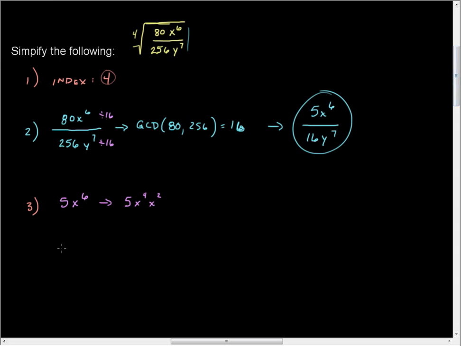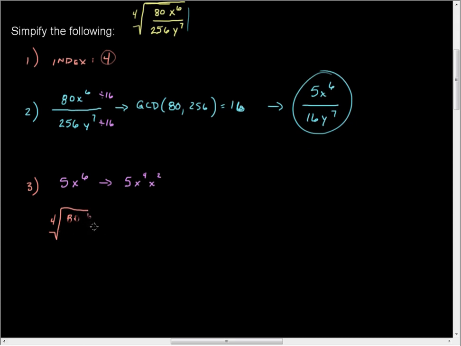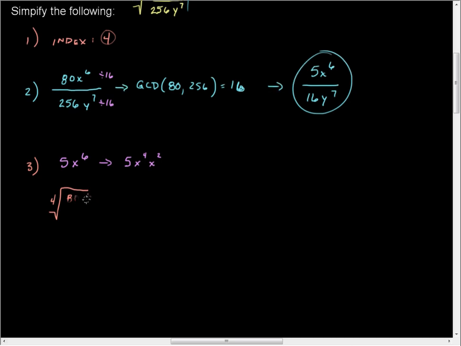All right, let's go ahead and put the radical back in. So I've got the 4th root of, not 80x to the 6th. We've already fixed that fraction. So let's go ahead and erase that. And we're going to fix that fraction and write in 5x to the 6 divided by 16y to the 7.